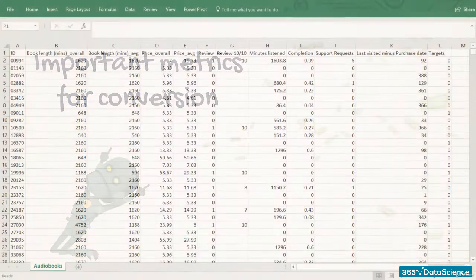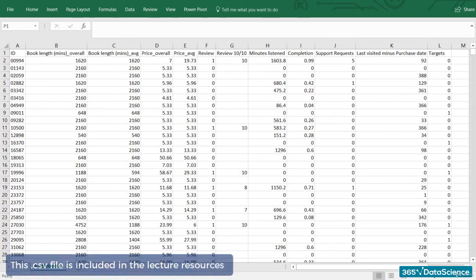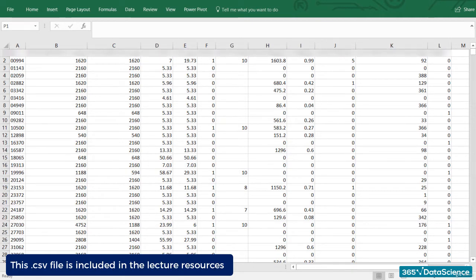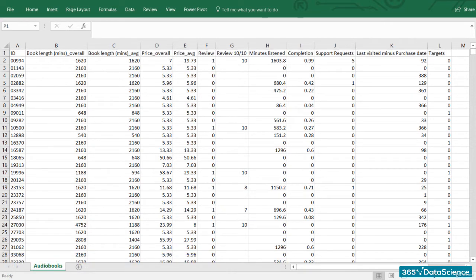All right, here's our data. This CSV file is included in the lecture resources. When you download it, the column headers won't be included, as we want no text in the data when training the model. Each row represents a person. Let's go through the columns and see why each one of them could be of use.